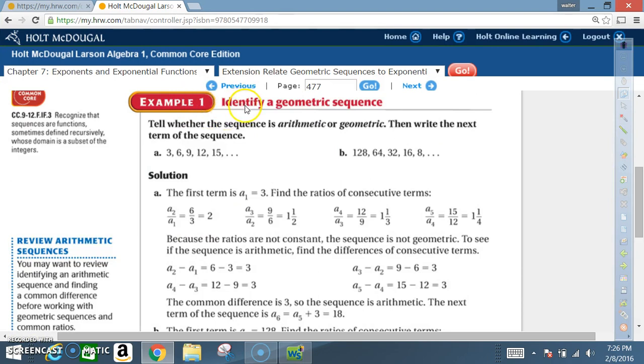Example 1, identify a geometric sequence. Tell whether the sequence is arithmetic or geometric. Then write the next term of the sequence. A: 3, 6, 9, 12, 15. Solution: the first term, a1, is 3.